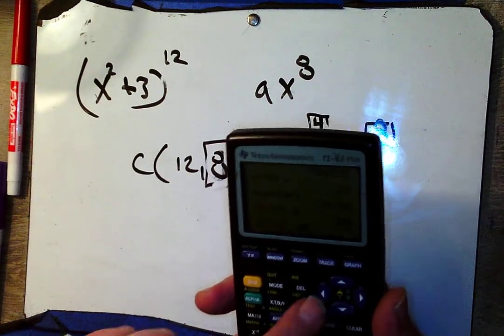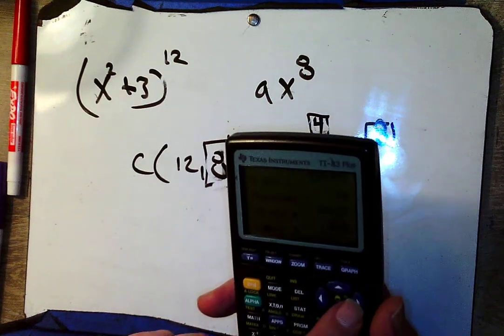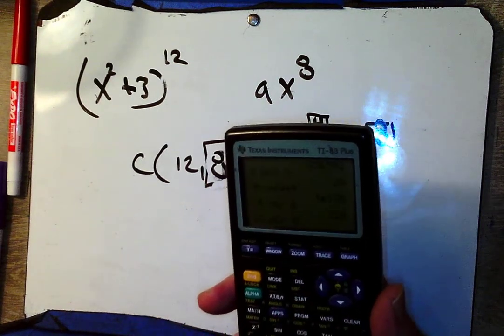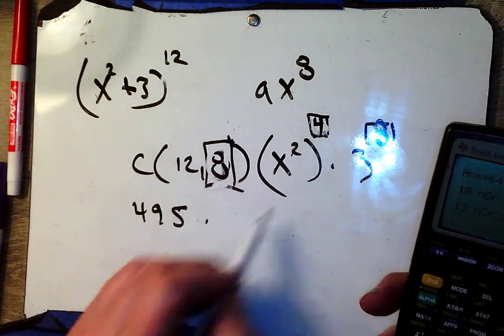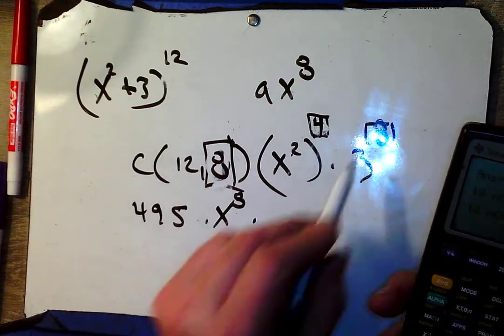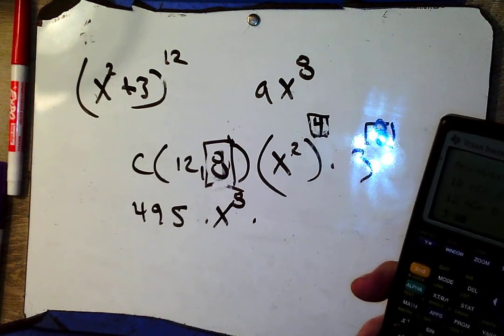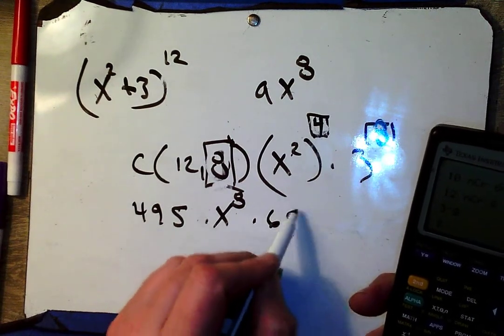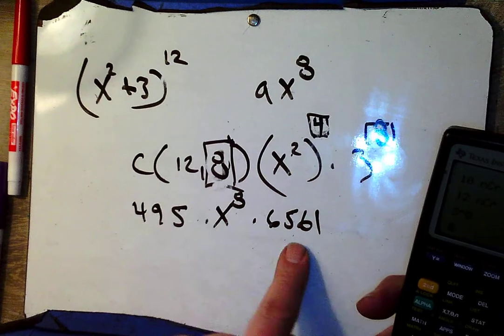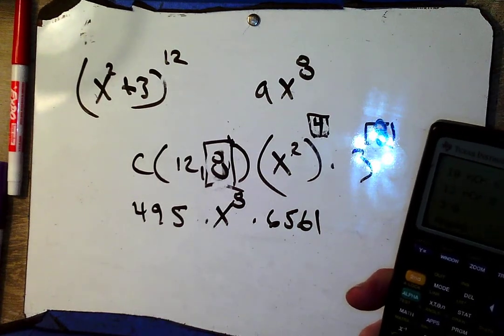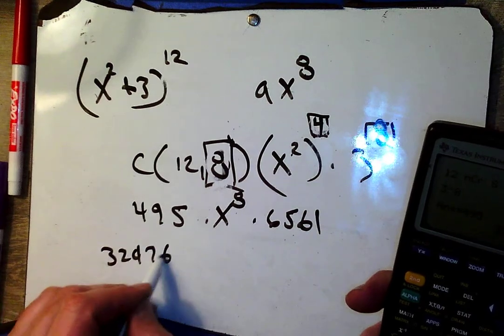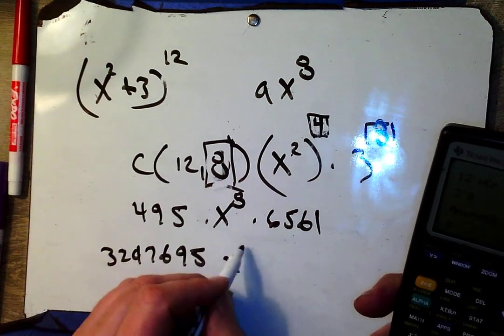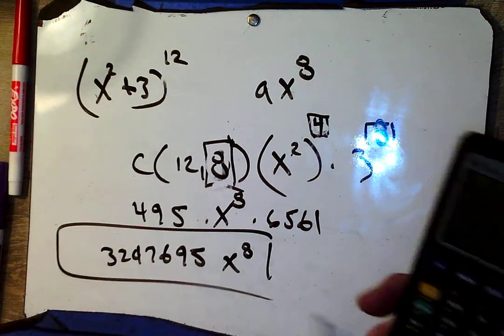So, combination of 12 choose 8, 495 times x to the 8th times 3 to the 8th, times 6561. But wait a minute, I have number times number, so let's multiply by 495, and we get 3247695 x to the 8th. All right.